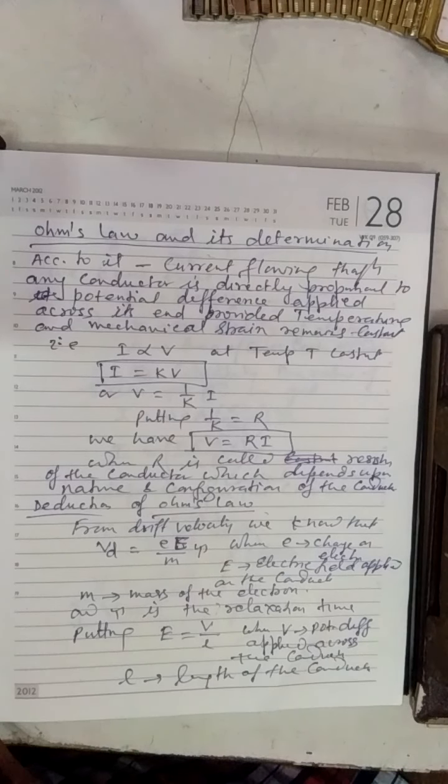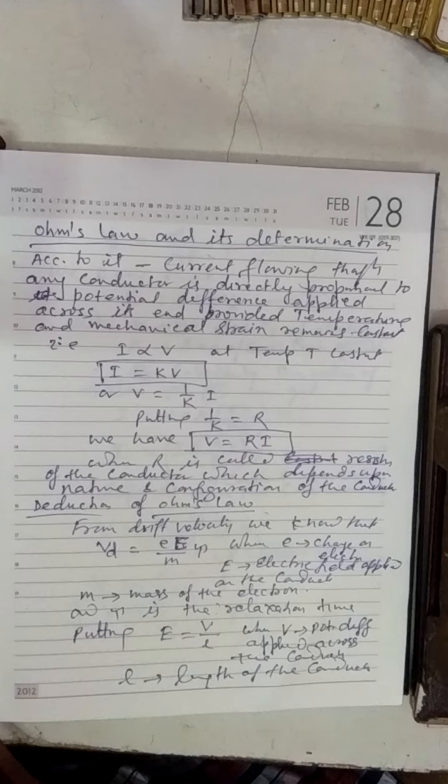My dear students, I am going to explain to you about Ohm's law and its determination. According to Ohm's law, the current flowing through a conductor is directly proportional to the potential difference applied across its ends, provided temperature and mechanical strain of the conductor remain constant.